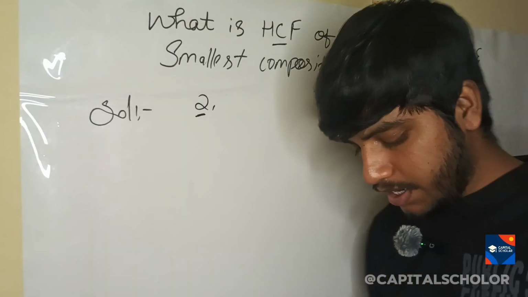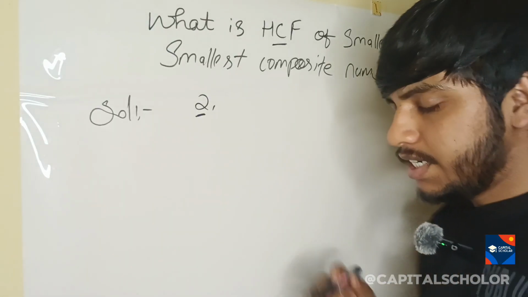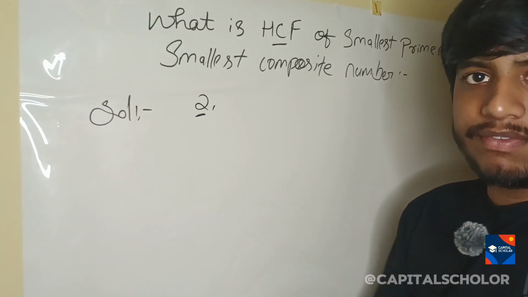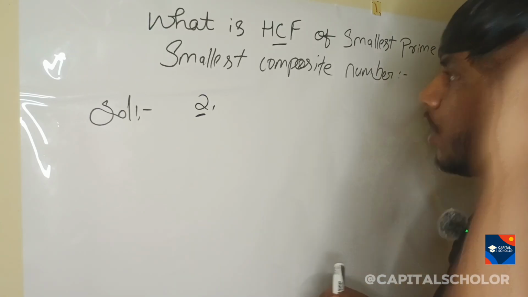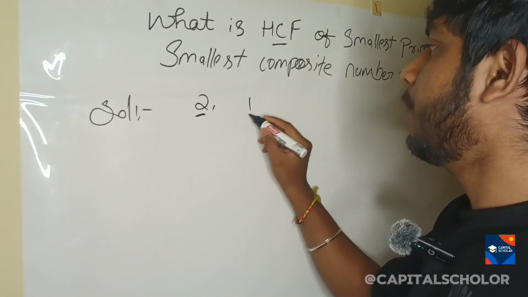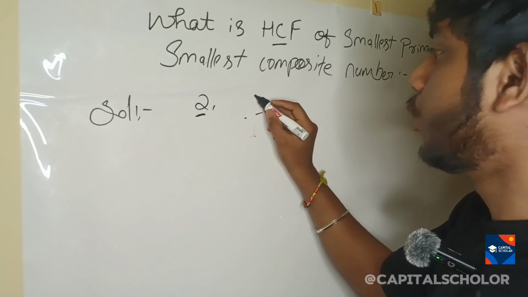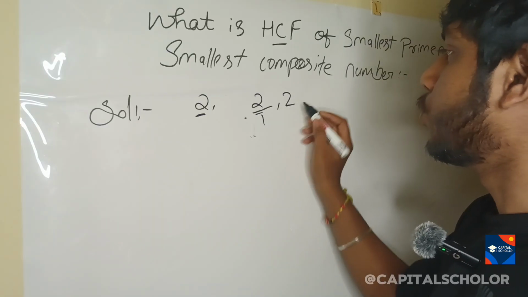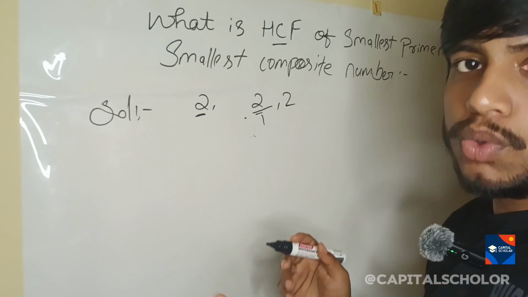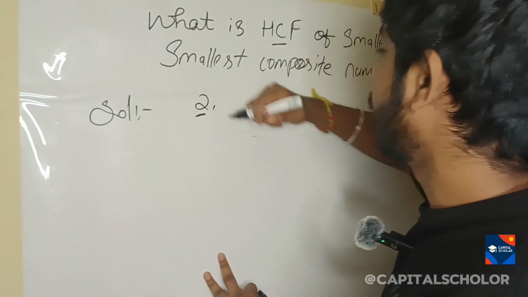And let's find the composite number. What is a composite number? A composite number is a number which has more than 2 factors. So what is the smallest composite number? It is not 1. 1 can be divided only by itself, so it has only one factor. 2 can be divided by 1 and 2, so it has only 2 factors. 3 cannot be divided by 2, so it can be divided only by 1 or 3.